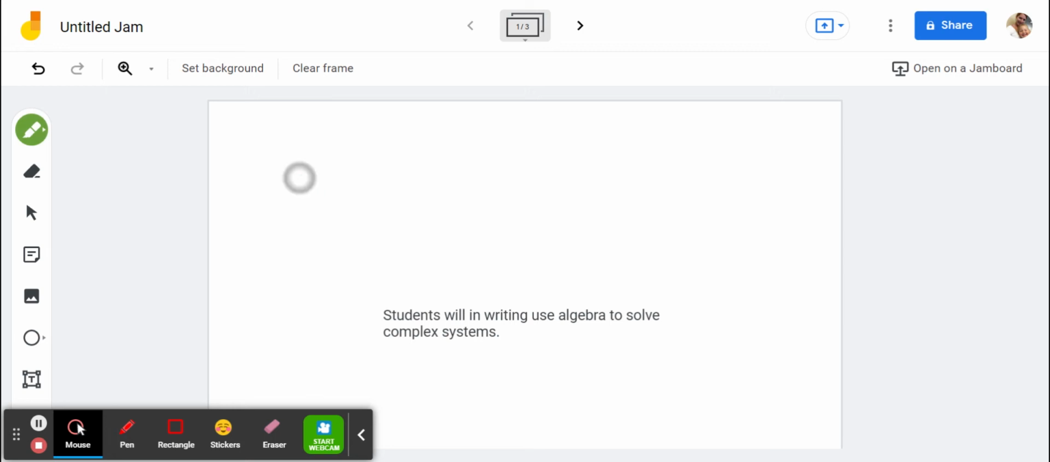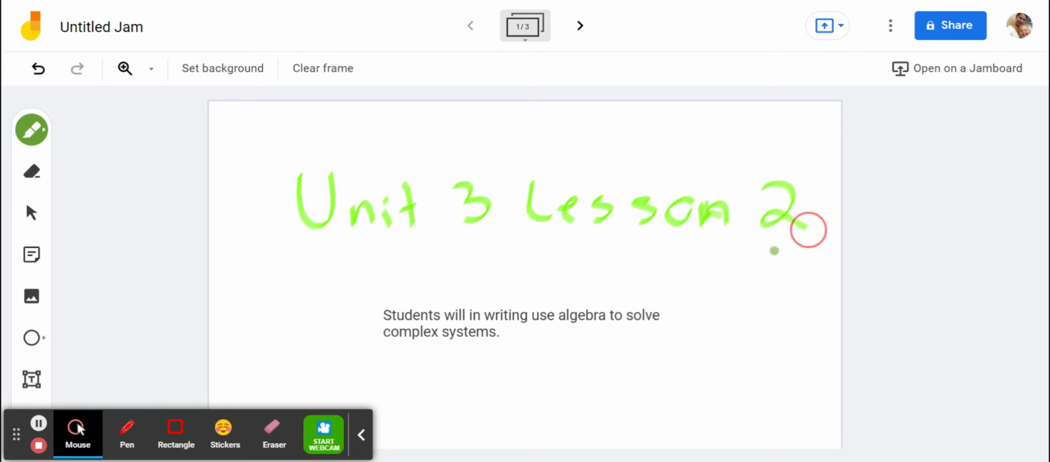All right, here we are, Unit 3, Lesson 2. Lesson 2, there we go.